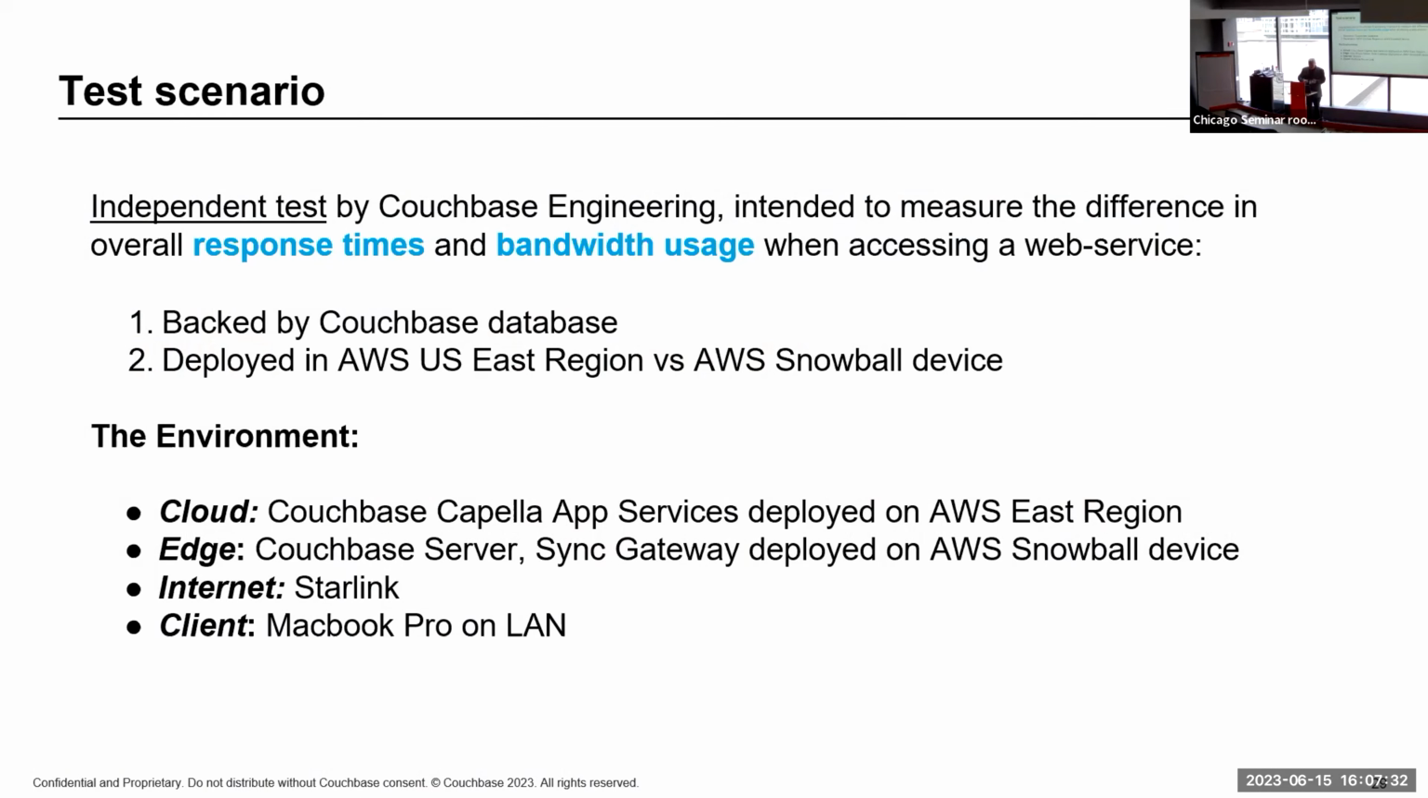So the environment, of course, in the cloud, Couchbase Capella and Couchbase App Services deployed to the AWS East region. On the edge, Couchbase Server and Sync Gateway deployed on AWS Snowball. For internet, we used Starlink. And the client was just a plain MacBook Pro on a local area network.